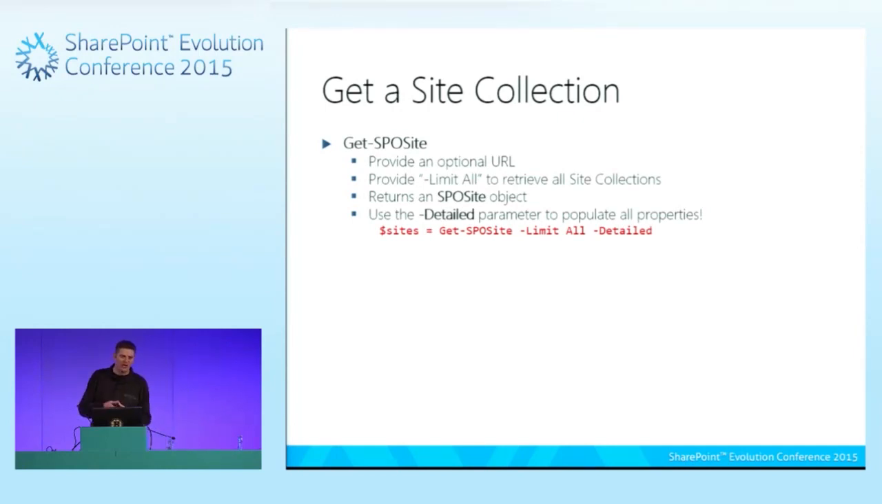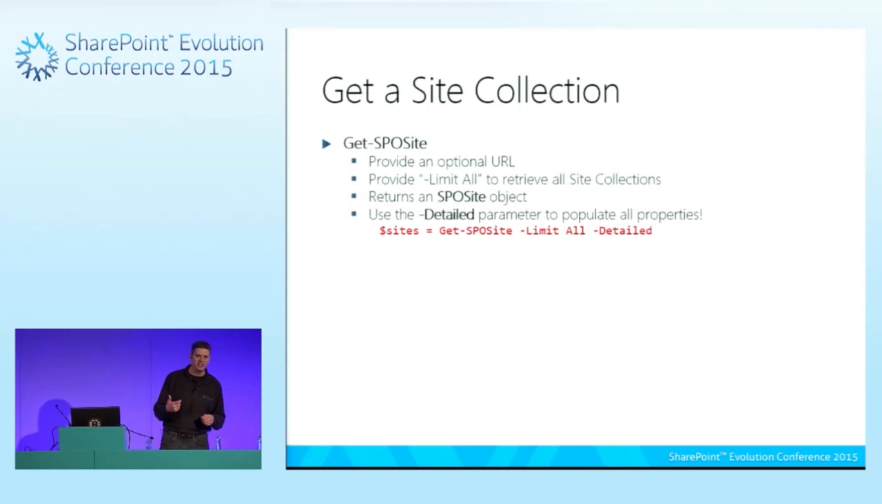So if you don't provide a URL, it's going to obviously bring back multiple items. If you provide an explicit URL, then it's going to bring back just that single item, just like the on-prem version. What's different from on-prem, though, is we have this Detailed parameter. By default, it's going to send you just some core information, and I'll show you what that information is in a minute here. But almost all of the time, if you're trying to work with a site collection, you're going to want to add that Detailed parameter.